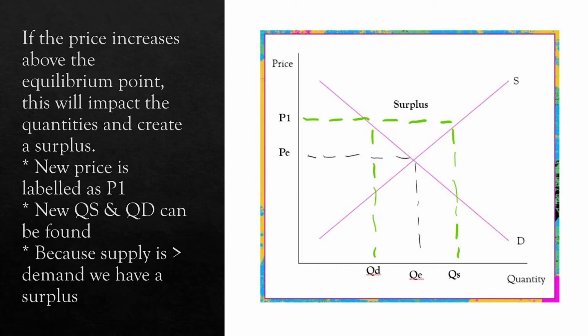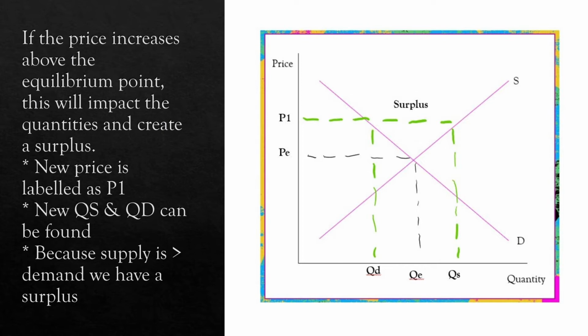So as you can see on our graph, we have put our new price point at P1. Draw your dotted lines across. Where it intersects with the demand curve, we have drawn new dotted lines downward, and that is our new quantity demanded, labeled QD. Keep drawing your dotted lines across. Where it hits your supply curve, dotted lines go down. This is your new quantity supplied at QS.